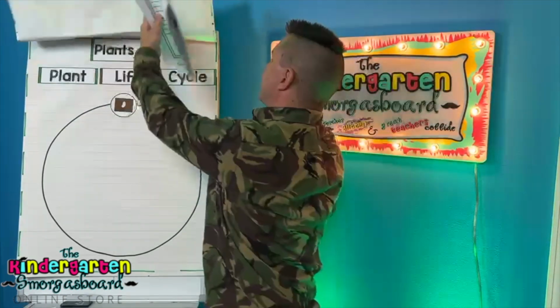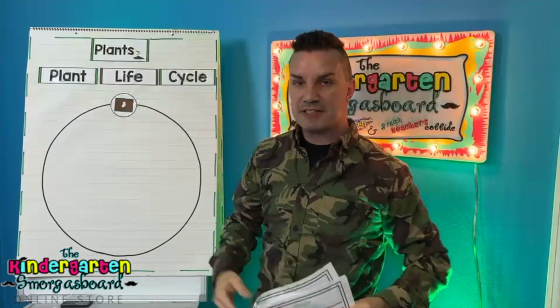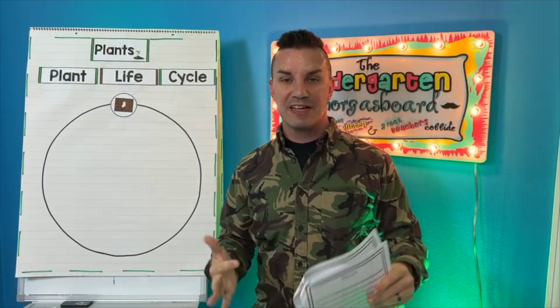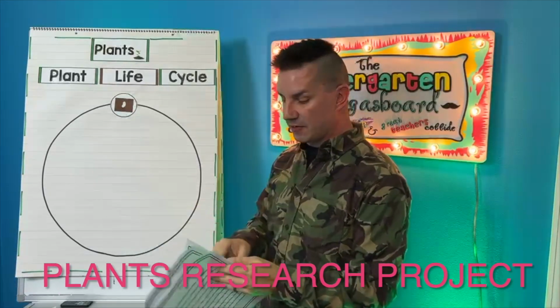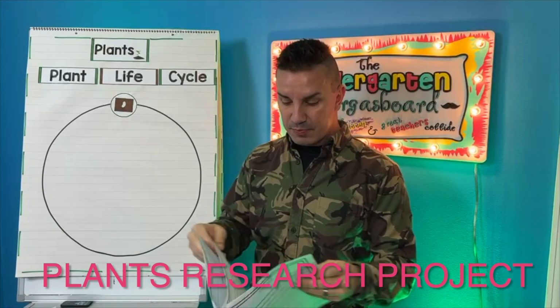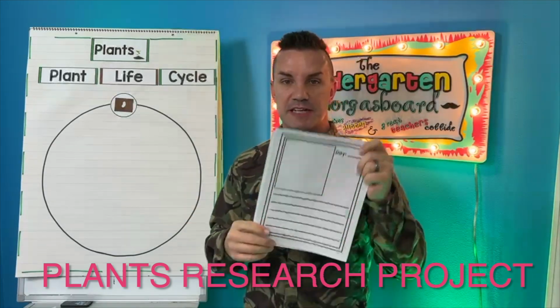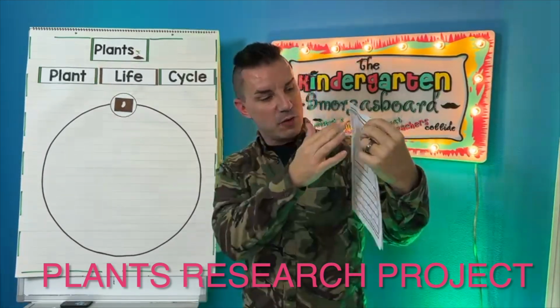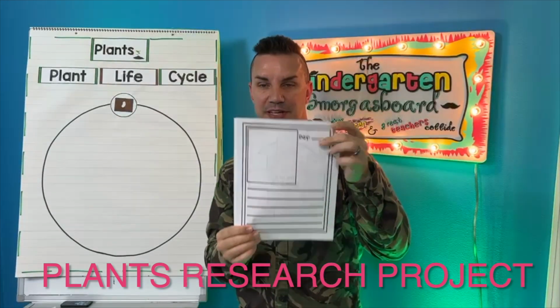You're going to talk about the life cycle of plants, how plants grow, and as you're doing this, you want to plant seeds in your classroom so that your students can see the life cycle of a plant happening. And as part of the research project, you plant the seeds, then you can monitor the growth, and your students can record what's happening to their seeds and their plants in their journals.